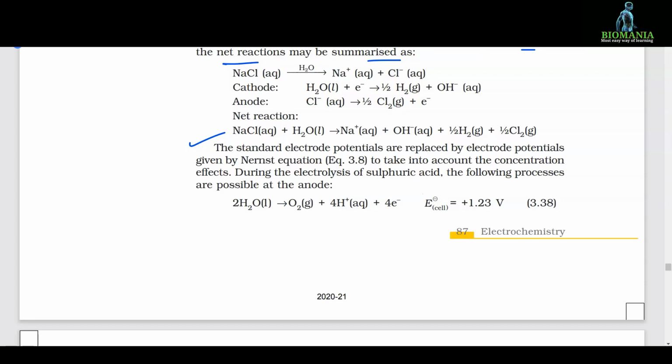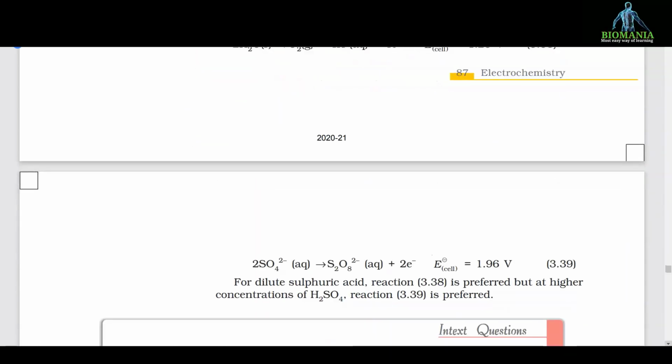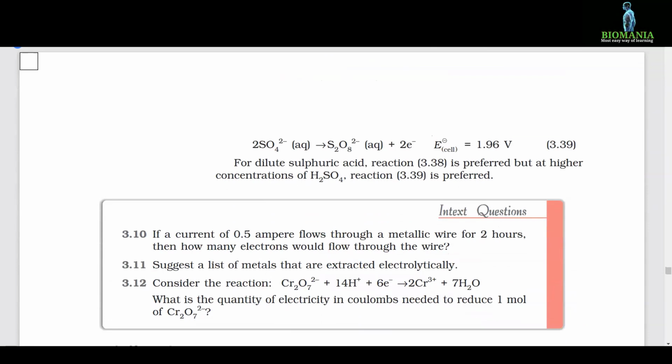During the electrolysis of sulfuric acid, the following processes are possible at the anode: 2H2O gives O2 plus 4H+ plus 4 electrons, and the value of E° is plus 1.23 volt. 2SO4 2− gives S2O8 2− plus 2 electrons, and the value of E° is 1.96 volt. For dilute sulfuric acid, the first reaction is preferred, but at higher concentration of H2SO4, the next reaction, that is 3.39, is preferred.